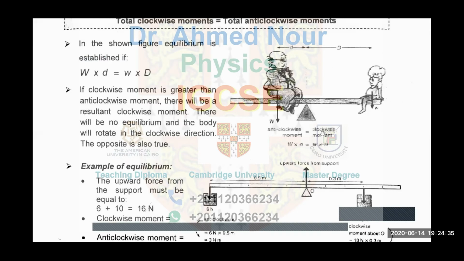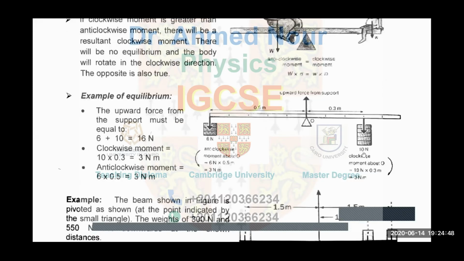Where are the downward forces, and where is the upward force? The upward force comes out of the pivot. So the downward forces must equal the upward forces. You can see it here more clearly: 10 Newton and 6 Newton. 10 plus 6 is 16, so the upward force here is 16. So the downward forces equal the upward forces.